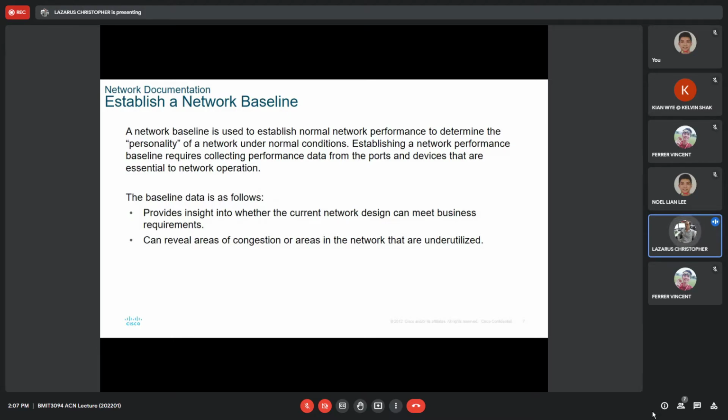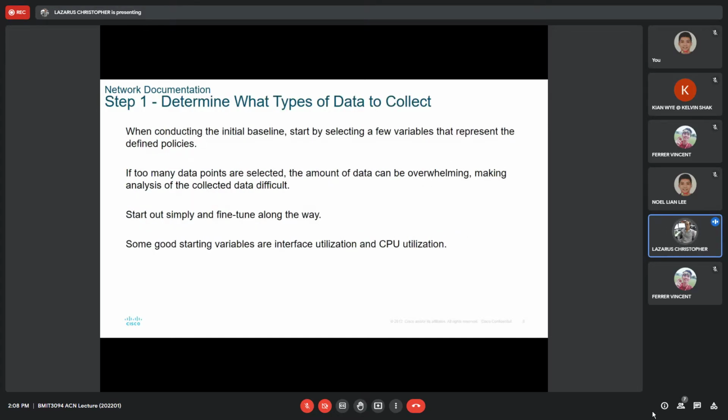Okay, and once you deal with the congestion, maybe upgrading or doing some setting configuration, then you need to update your baseline to the new baseline, right? So how do you do that? How do you do a network baseline?